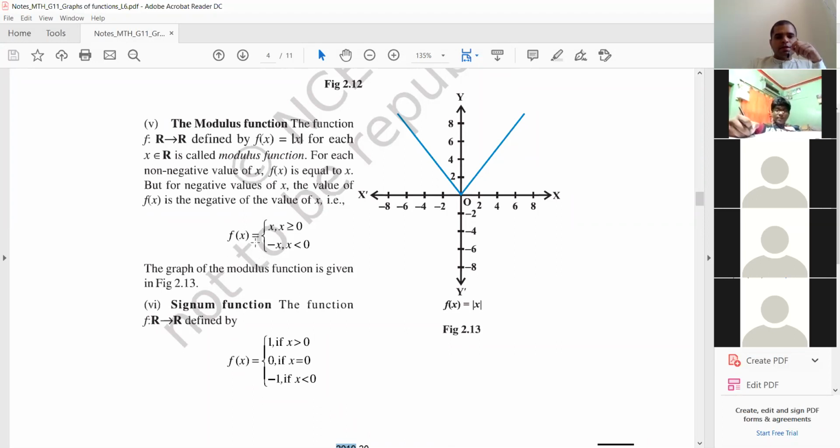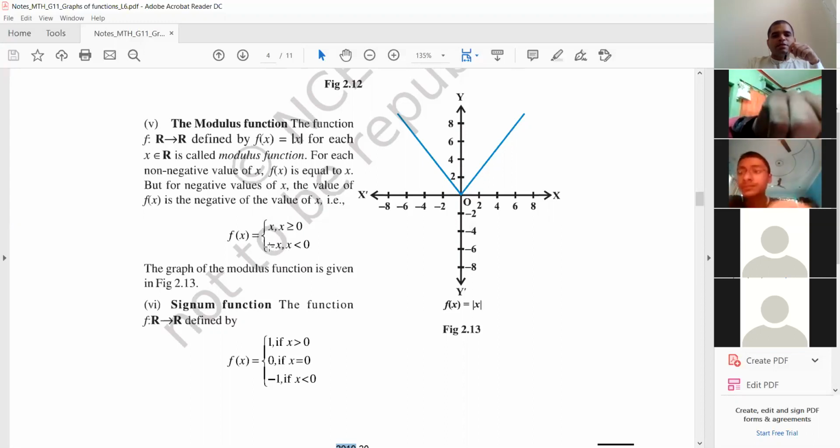So you can see f(x) is equal to x for x positive, and f(x) is equal to minus x for x negative. So if x is negative, then what will the minus x be, whether it will be positive or negative? Positive. So therefore the minus sign is put. So it gives the same value as mod x. By multiplying negative with negative, it becomes positive.